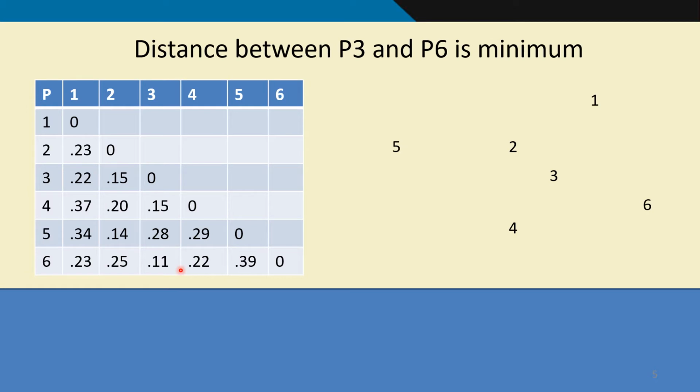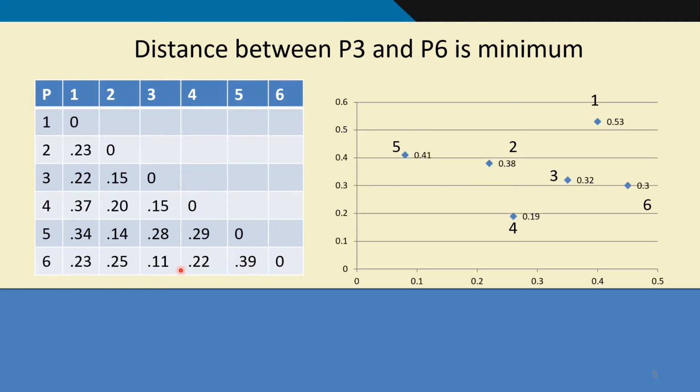Okay, so now we have the distance matrix. Now we have to look at the number which is least. So what we see is 0.11 is the least number. So now we are going to combine 6 and 3 together and make a cluster out of it. So we have made a dendrogram like this. 3 and 6 are put in one cluster.